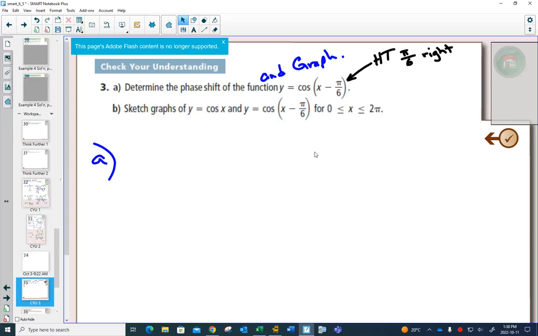So we have the graph of y equals cos(x minus pi over 6). That minus pi over 6 is inside the function, which tells us it's horizontal. And that'll be a horizontal translation, pi over 6. And remember, with a minus sign inside that, that goes to the right.